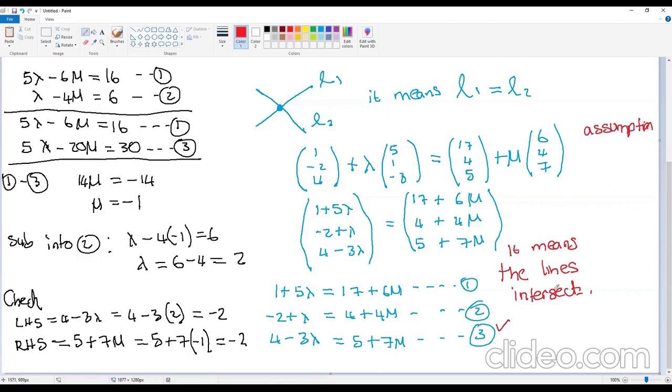If they didn't intersect, these two would be different. That means they are skew. If they don't intersect, it's either they are skew or parallel, but it's easier to look for parallel. And then now the question said we need to find the point of intersection. Well, the point of intersection, you can just use any one of these and replace. In this case, I'm just going to use this one.